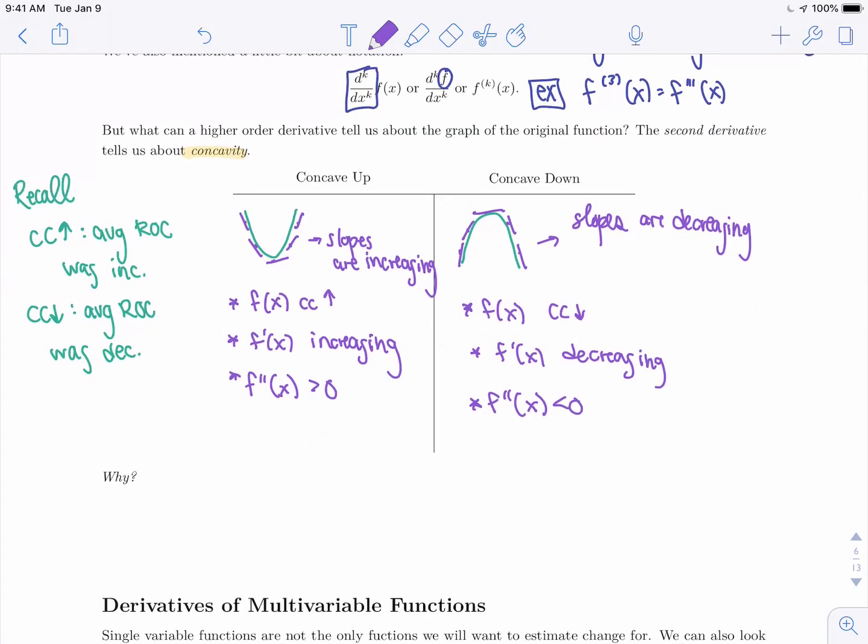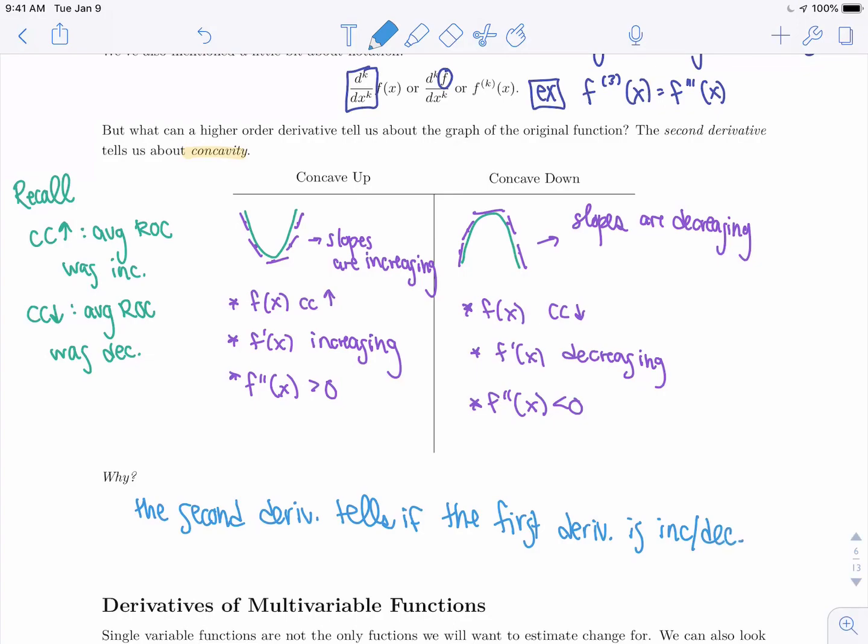So why is this? Well, the second derivative tells us if the first derivative is increasing or decreasing. And that's essentially our definition of concavity itself. So essentially we'll use that same relationship that we know about a function and its derivative, but instead of using it from here to here, we will use it from here to here, which is kind of nice.